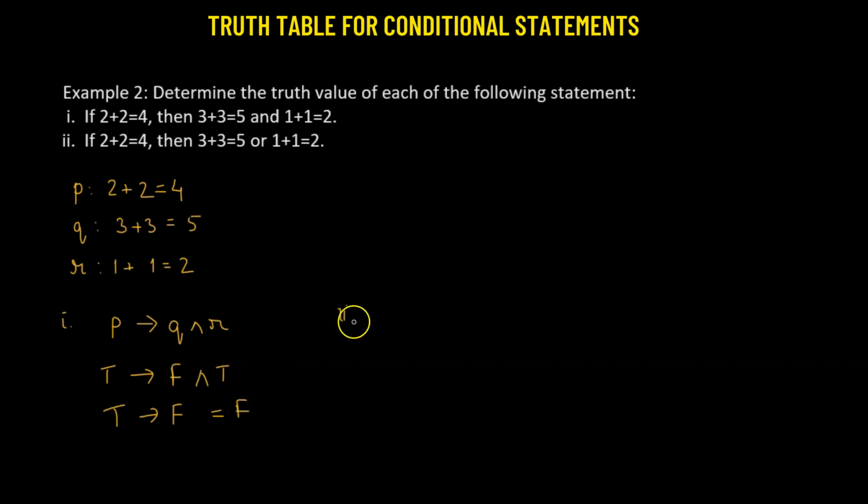Coming to the second one. So we have 2 plus 2 equals 4. So this is P. Then we have 3 plus 3 equals 5, which is the statement Q. Now OR means we have a disjunction. And then we have 1 plus 1 equals 2, which is the statement R. So P is a true statement, Q is a false statement, or R is a true statement. Now, since we have a disjunction, F or T, this is going to be true because at least one of them has to be true. And we know that when we have a conditional statement of if true, then this is always going to yield a true truth value. Let's go to the next problem.